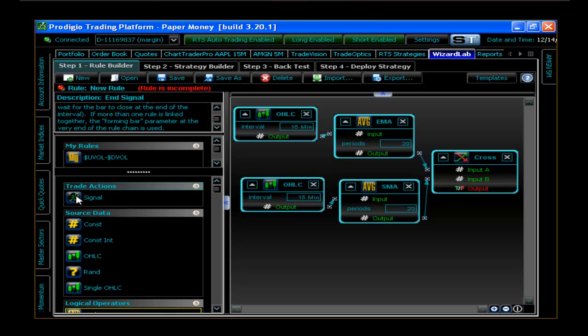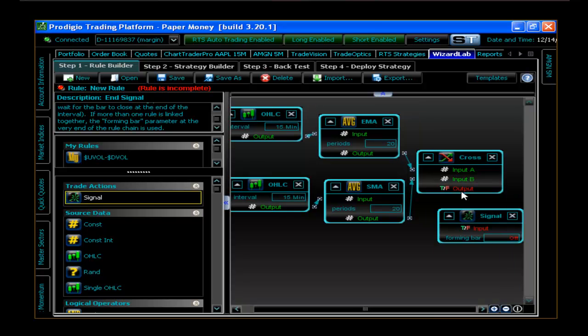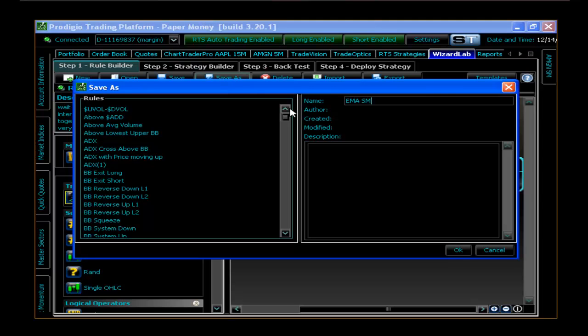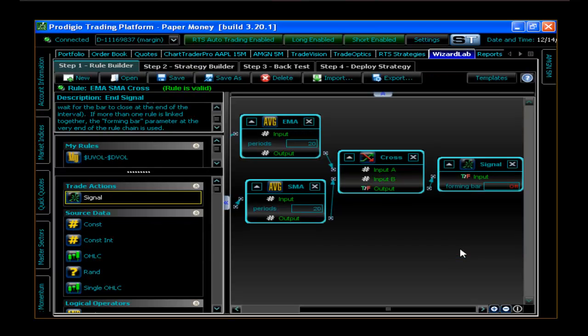And when I'm done, I can go into trade actions and pull this signal study out. And this is the ending node of the study. If I send this output into this input, I've completed the study, right? And I can then save this as some kind of EMA SMA cross. I can just give it a name. I can give it a description. And it's always important that you give this a good description so that later on when you're looking at it in your toolboxes you can remember what the rule was about. But that's how you build a rule based on the technical analysis.